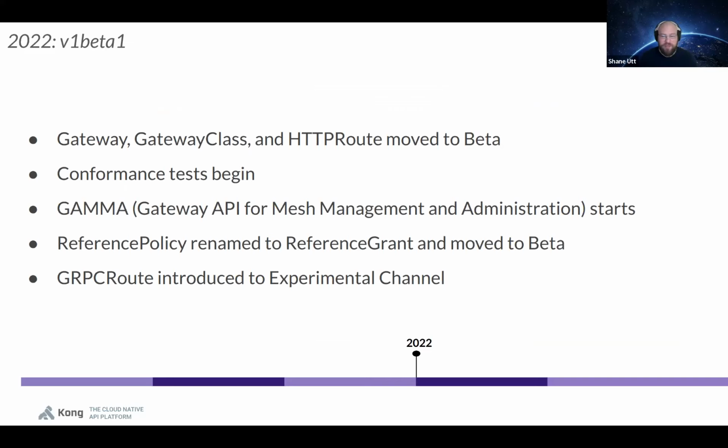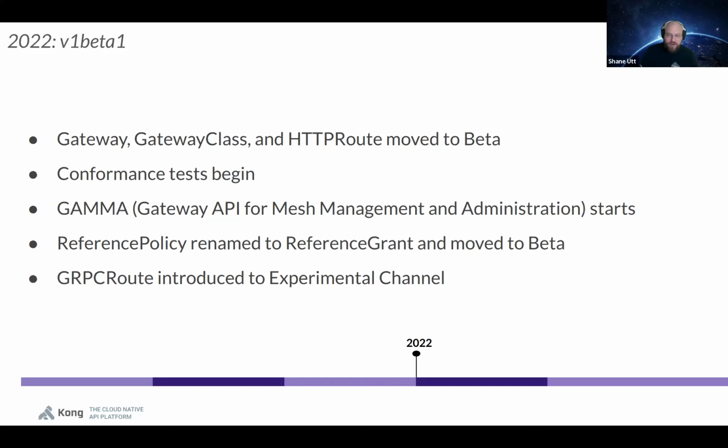GAMMA, the Gateway API for Mesh Management and Administration, starts. That's actually a sub-project of the sub-project. It is a group of people working specifically on service mesh, and we're trying to figure out how to use Gateway API resources, specifically HTTPRoute right now, in a service mesh context.